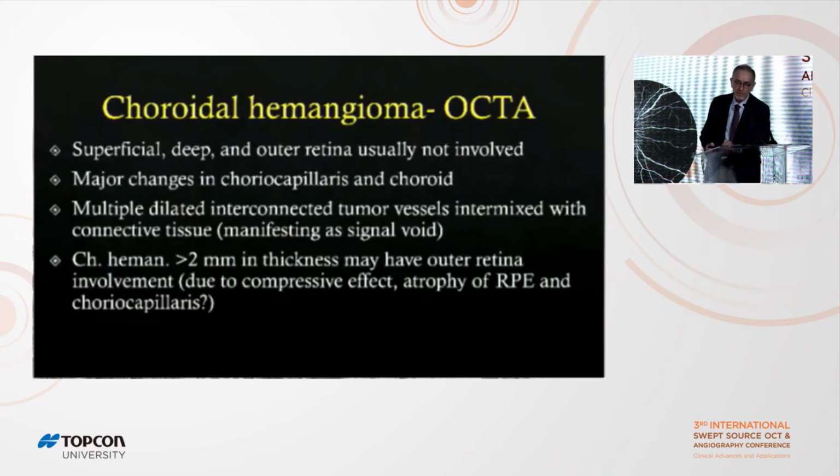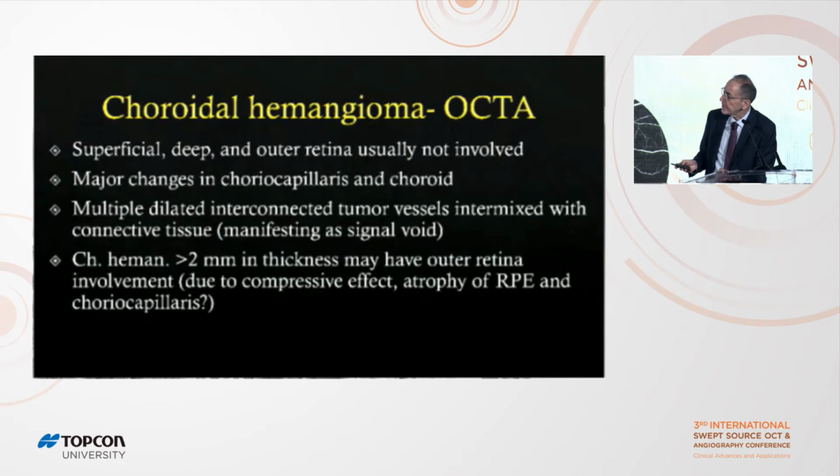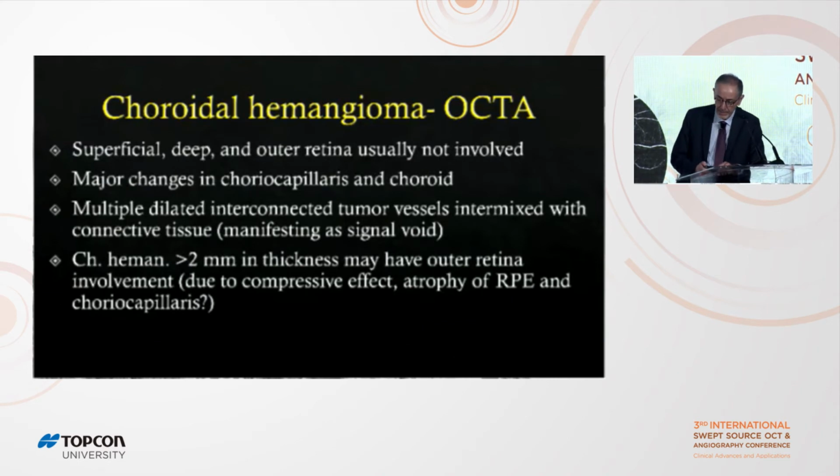So summing up the OCTA findings in choroidal hemangioma, the retinal layers are usually not involved. Major change is in choriocapillaris and choroid. Multiple dilated interconnected tumor vessels intermixed with connective tissue, which is actually the tumor stroma, are seen, and probably the tumor stroma is showing up as single void areas, as Dr. Fernando previously mentioned. Interestingly, choroidal hemangiomas more than 2 millimeters in thickness may have outer retina involvement as well. This may be due to a compressive effect, atrophy of the retinal pigment epithelium, and maybe some choriocapillaris, which makes the tumor vessels visible in the outer retina as well.